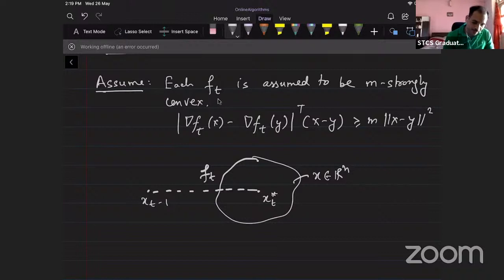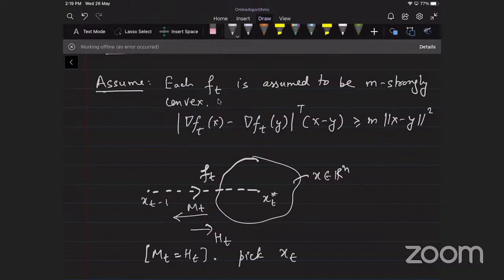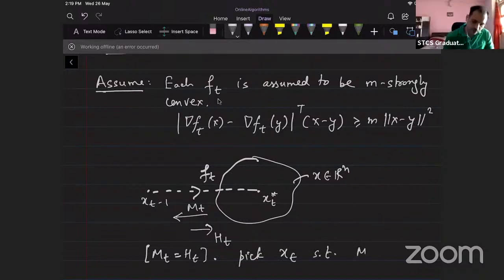As I move closer to xt star, my hitting cost is going down this way, while the movement cost is going down this way. As I stay closer and closer to xt minus 1, my movement cost is going to be small, while the hitting cost keeps getting smaller as I move towards xt star. So what Pranchu is suggesting is to pick a point at which mt is equal to ht. Correct? That's your algorithm. Pick xt such that mt is equal to ht.